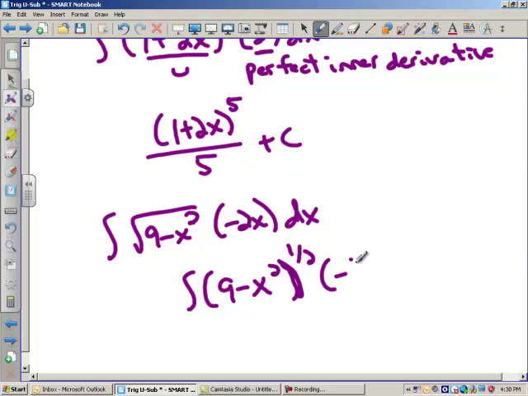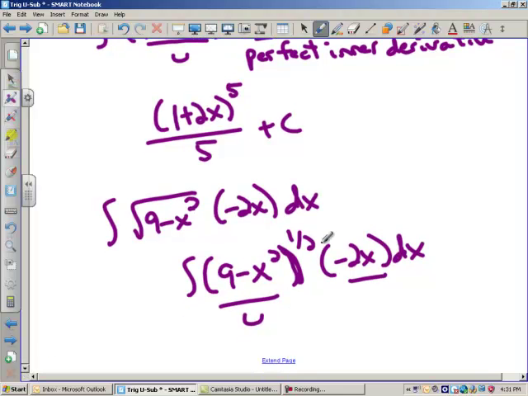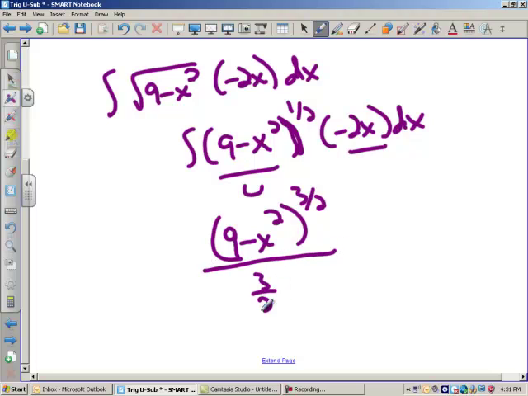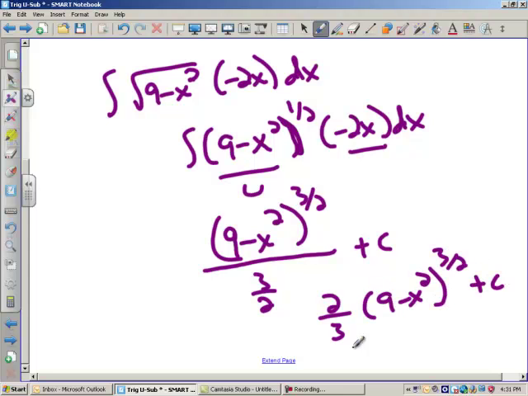And then times negative 2x dx. So if this is all your u, this is a perfect inner derivative. The derivative of this is negative 2x. So since that's the case, just add 1 to this exponent and divide by that. So we would get 9 minus x squared to the 3 halves divided by 3 halves plus c, which is the same thing as 2/3 times 9 minus x squared to the 3 halves plus c.